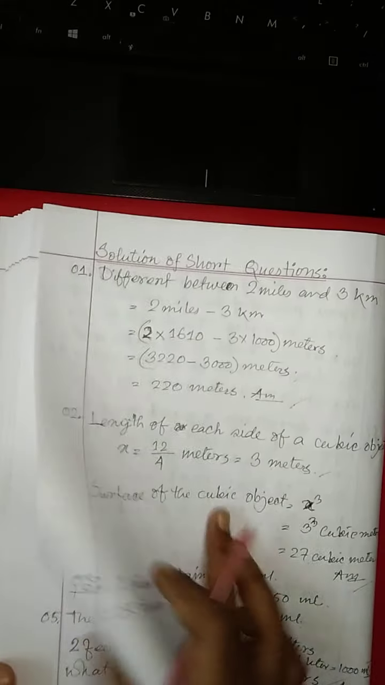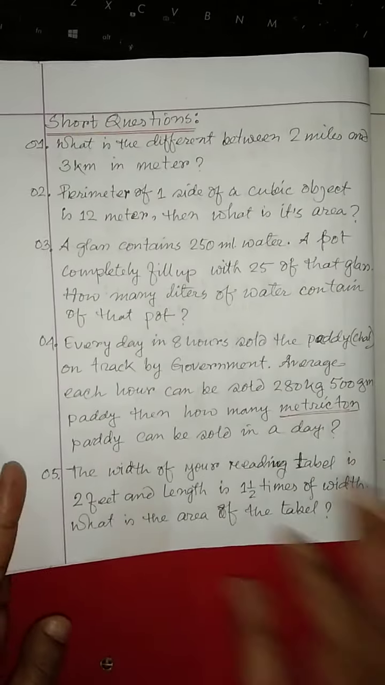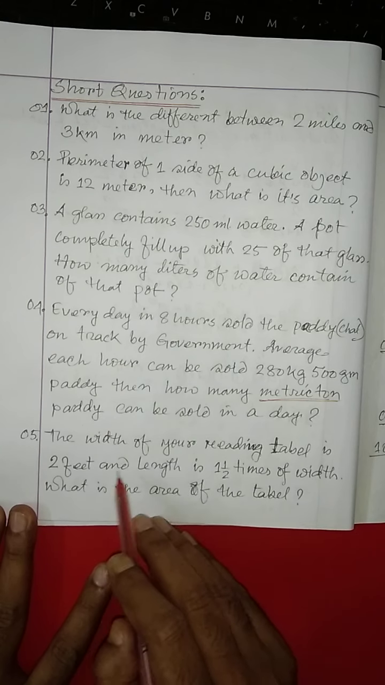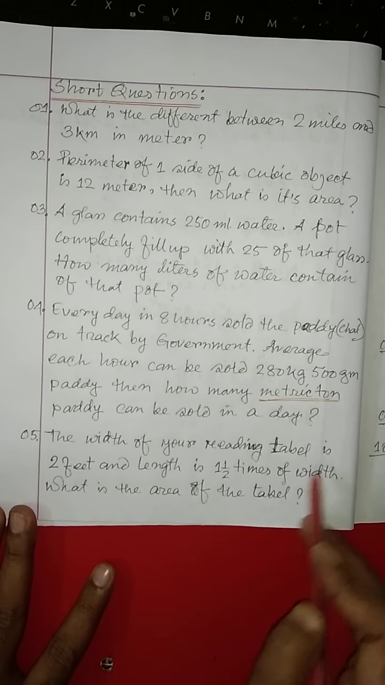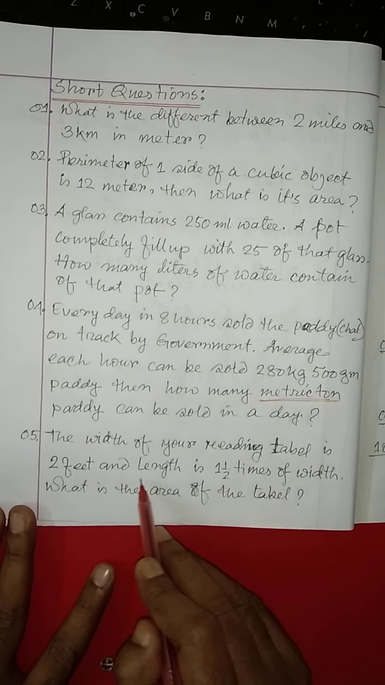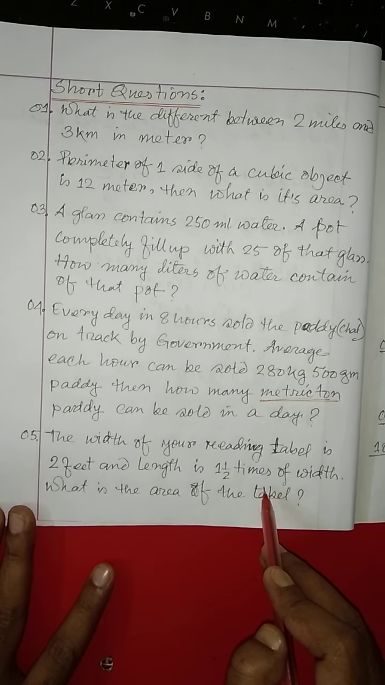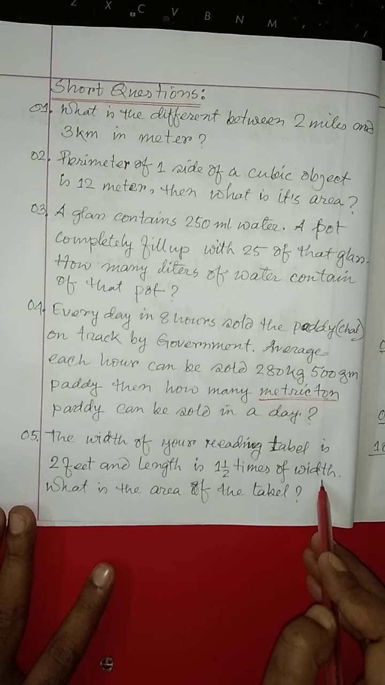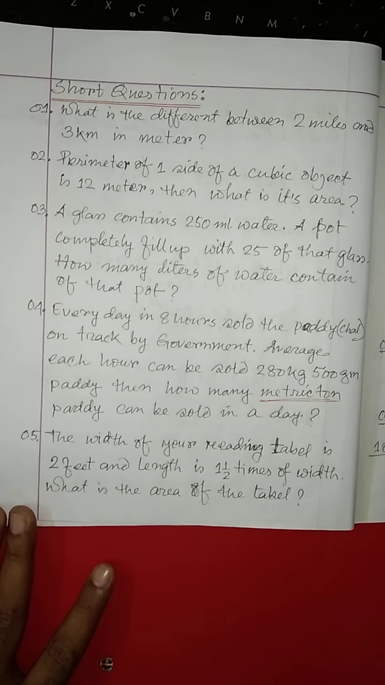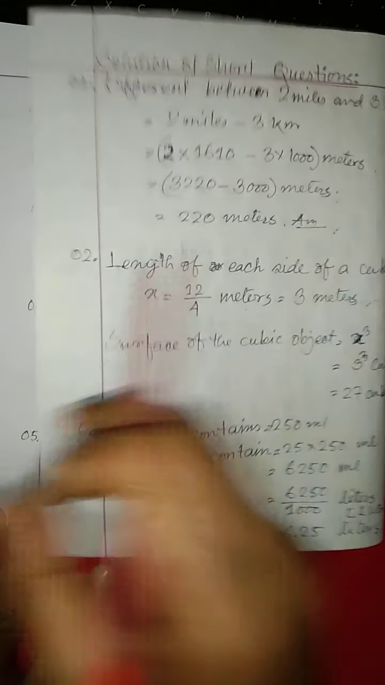Number 5. The width of your reading table is 2 feet and length is 1 and 1/2 times of width. So what's the area of the table? Table area is what is being asked.